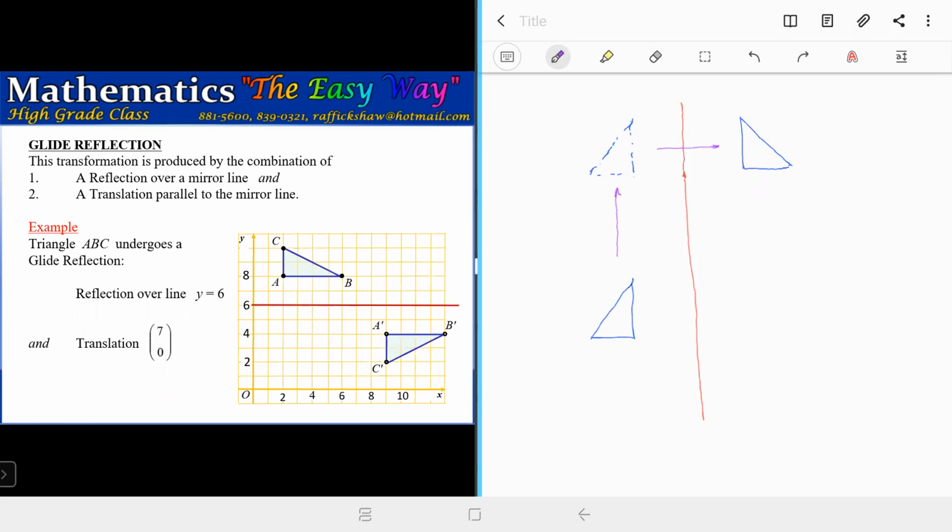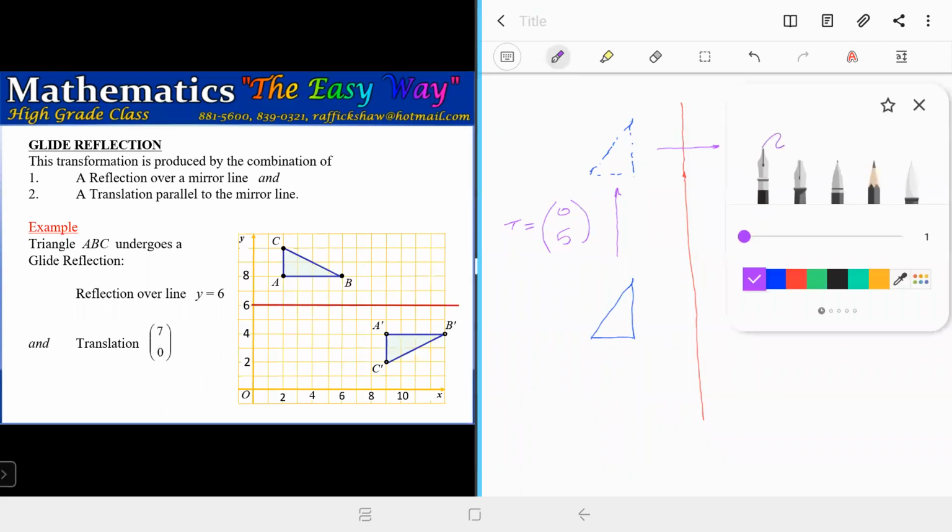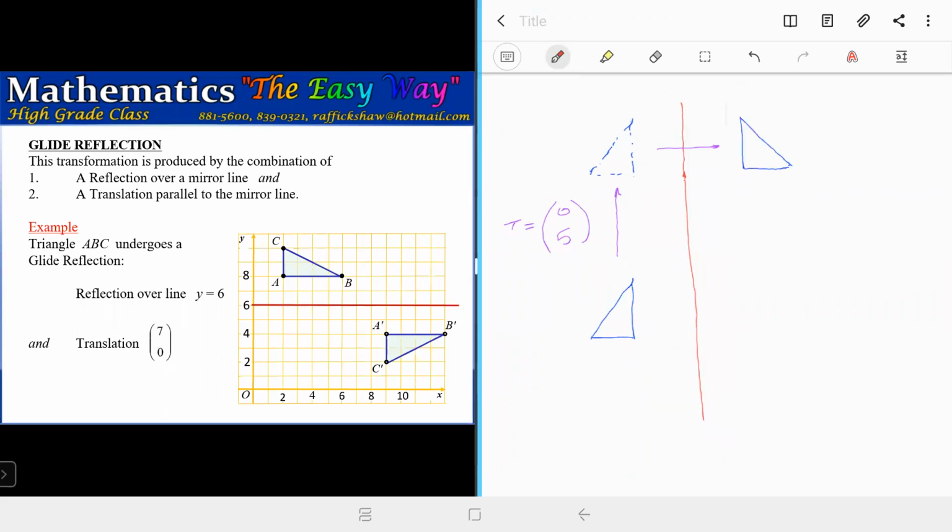Right? How many units upwards? Suppose this is 5 units upwards. Then it'll be T equals (0, 5). I don't go horizontal, no, (0, 5). And this is the y-axis. Then my glide reflection will be a translation, which is this, and a reflection over the y-axis.